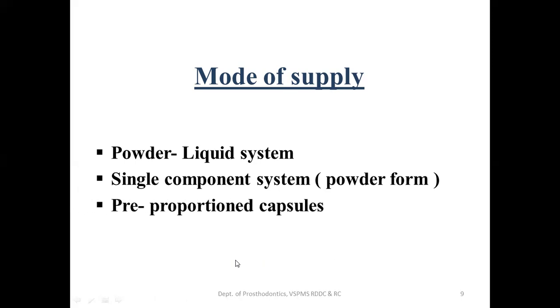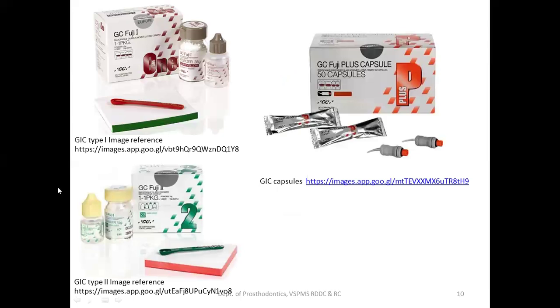Then third is a pre-proportioned capsule, meaning one compartment contains the powder and one compartment contains the liquid, and you have to mix it mechanically. Then the membrane that is separating the powder and liquid is broken down and they mix. Likewise, your silver amalgam. So you can see here, this is a GIC type 1, this is GIC type 2, and this is a capsule form.